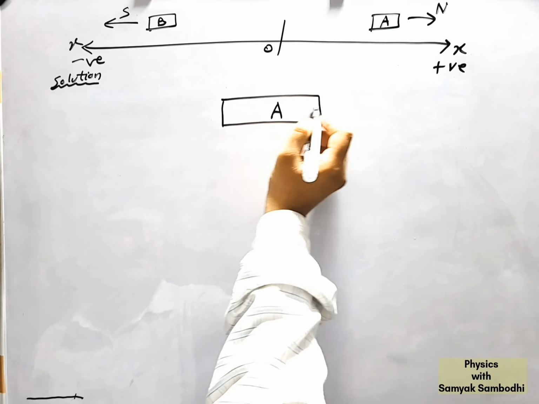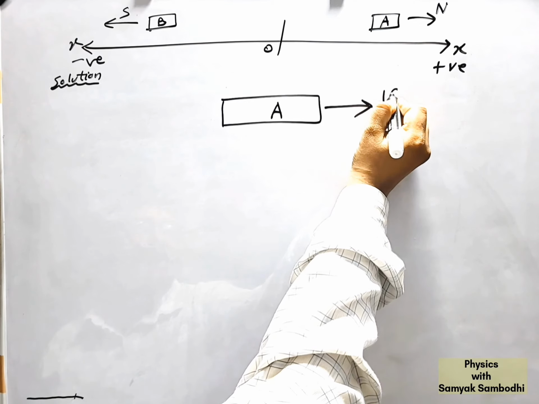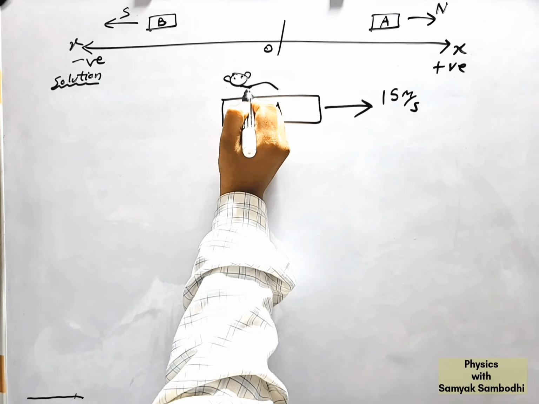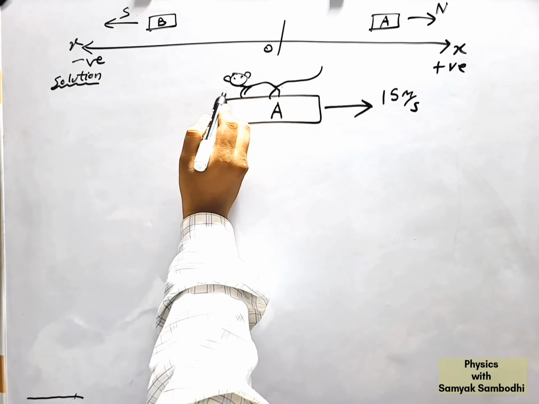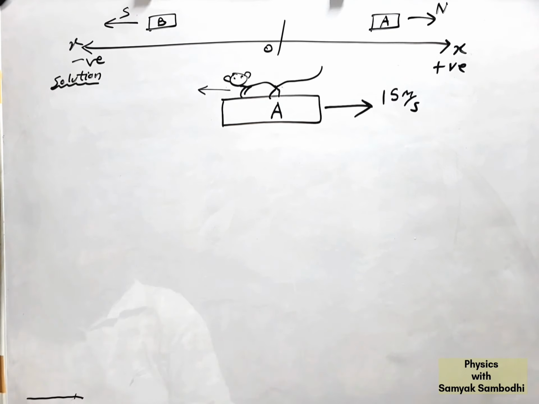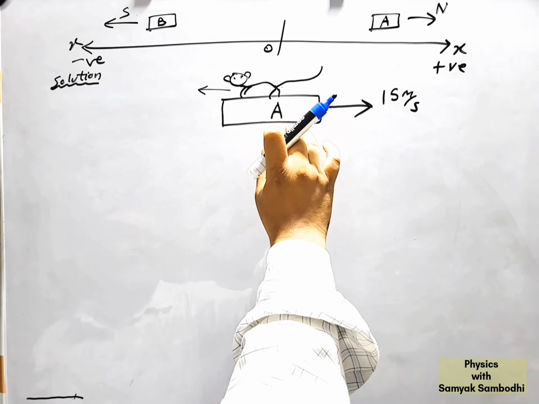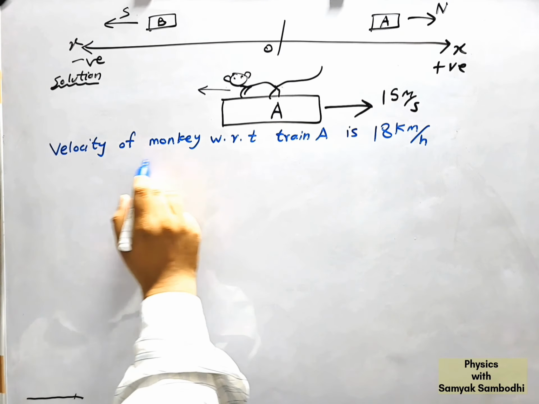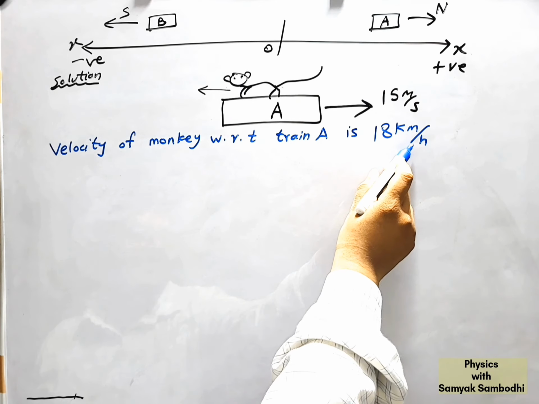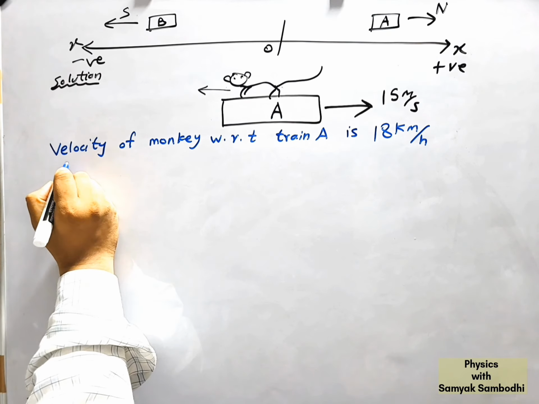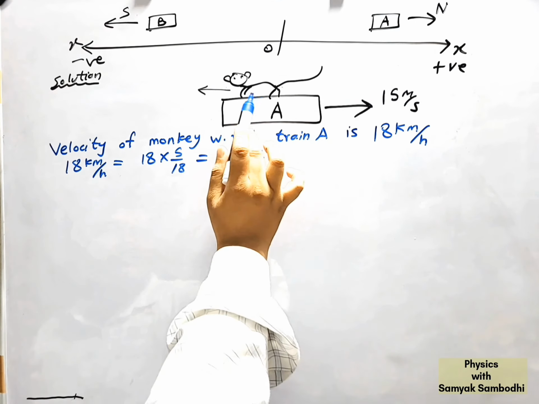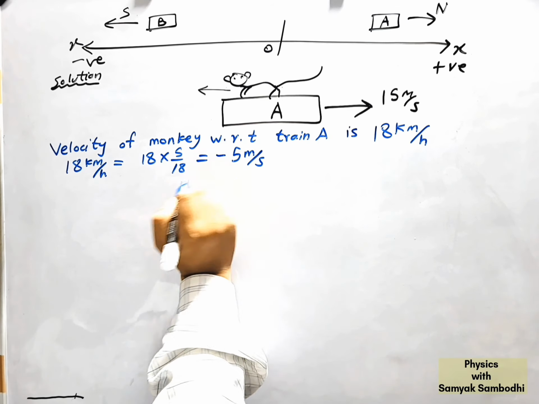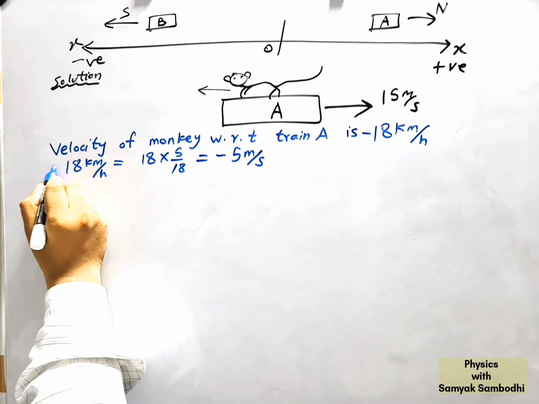Now, in the third question, train A is traveling with a speed of 15 meters per second, and there is a monkey who is traveling in the opposite direction of the train. The relative velocity of the monkey is given with respect to A. So the velocity of monkey with respect to train A is 18 km per hour. Now converting this into meters per second. As this monkey is traveling in the opposite direction of the train, we will consider this quantity as negative.